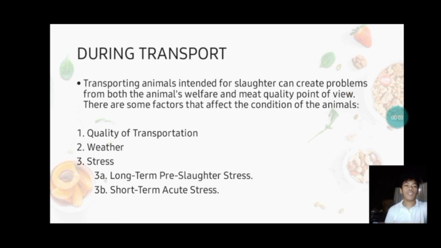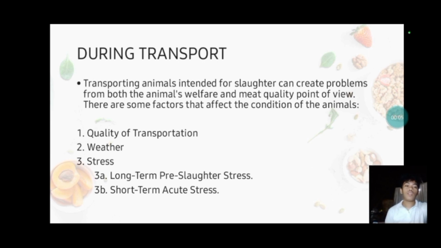Next is stress. Stress affects the quality of meat through the effects on muscle glycogen level. In animals subjected to undue stress, excessive amounts of adrenaline are released into the muscle system, thereby stimulating glycolysis and thus depleting glycogen reserves. There are two types of stress prior to slaughter.